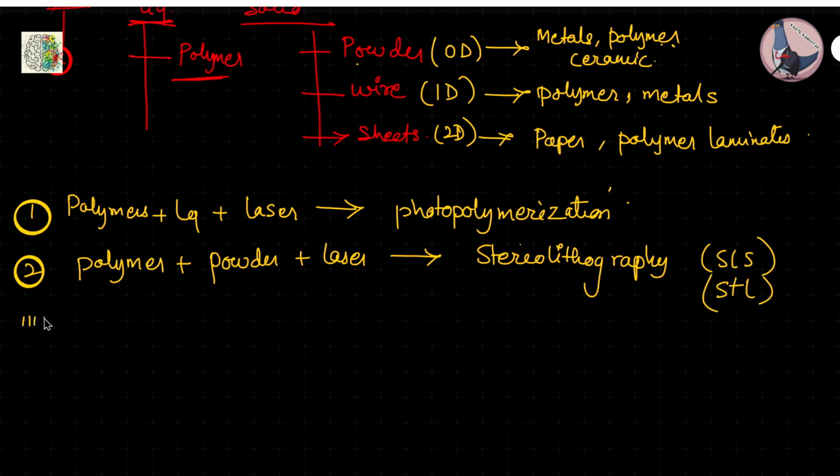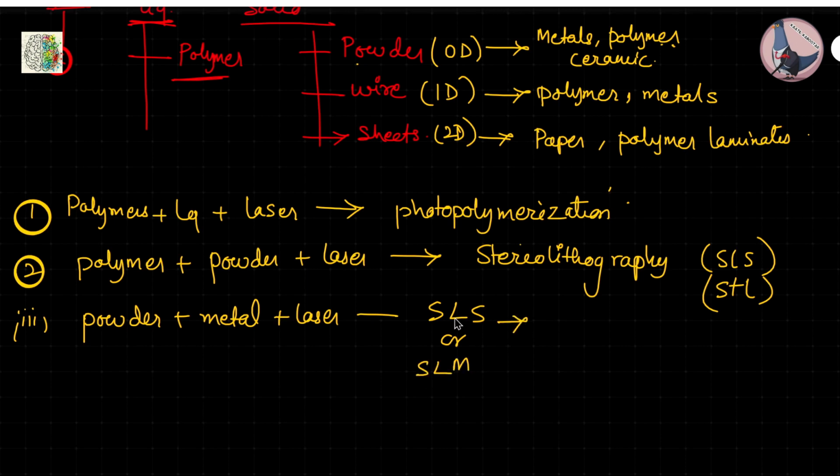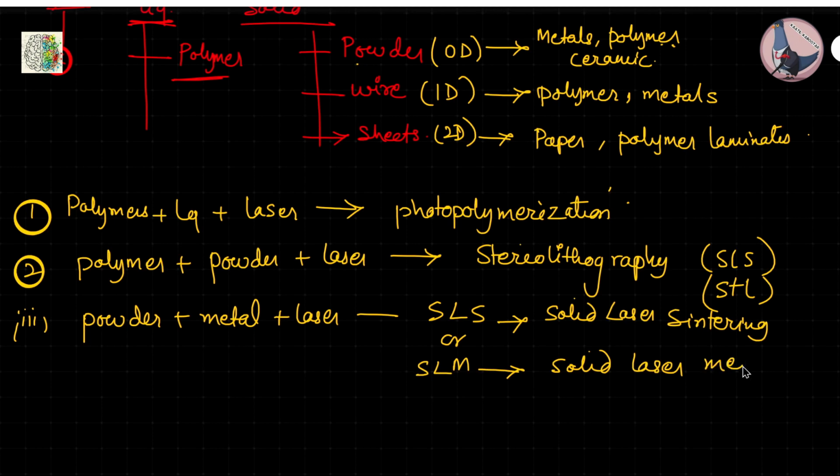Suppose you are using powder of metal, metal powder plus laser, it is called SLS or SLM. This is your selective laser sintering, and SLM is your selective laser melting.